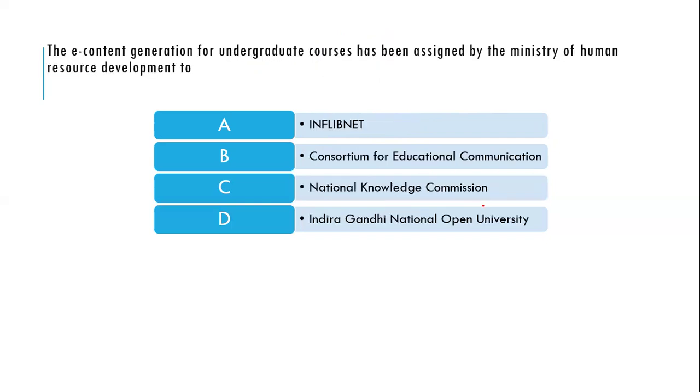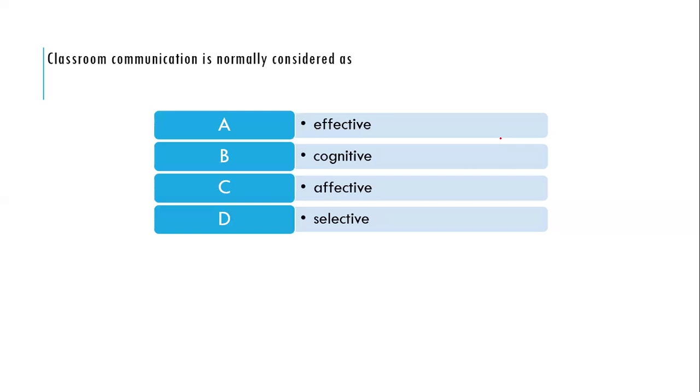The e-content generation for undergraduate courses has been assigned by the Ministry of Human Resource Development. We have seen this in Swayam, during Swayam education. So this is the Consortium for Educational Communication, CEC. We have seen this in digital initiatives. It is the right answer. Consortium for Educational Communication. Yes. Classroom communication is normally considered as, yes, we have already seen it is effective.